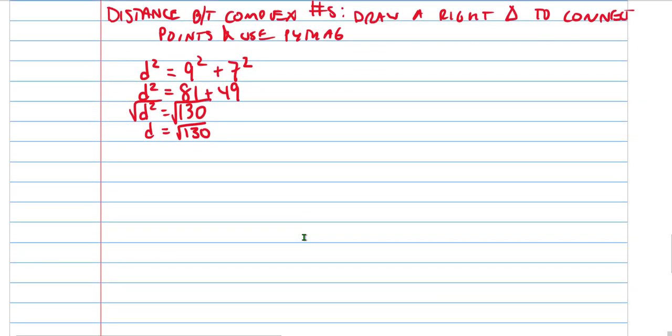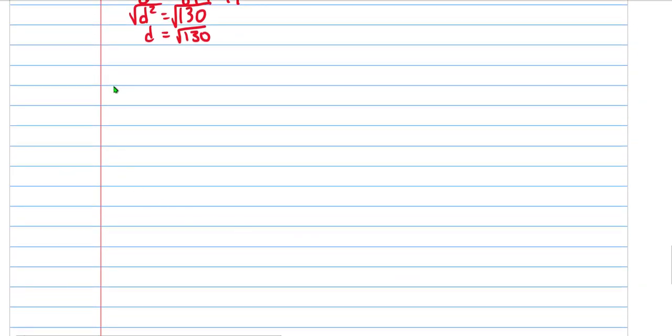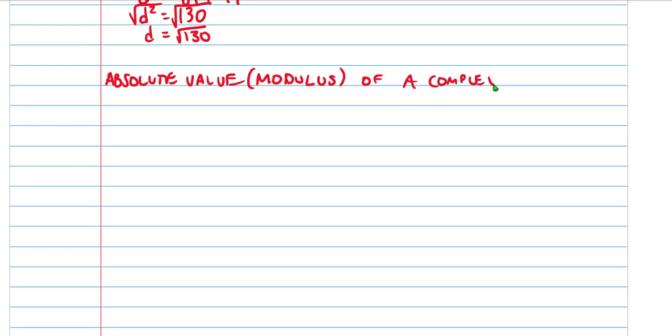The only other thing, and this would be the most advanced thing that ACT could test, and that is the absolute value, otherwise known as the modulus of a complex number. So we are talking absolute value of something like a plus bi.